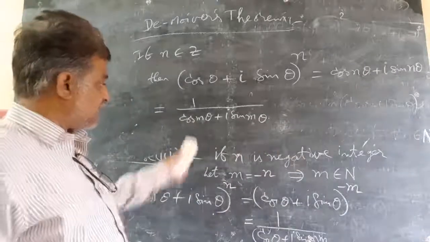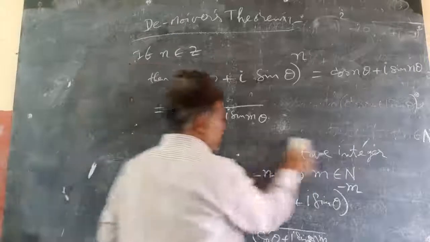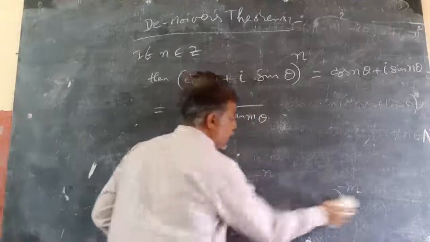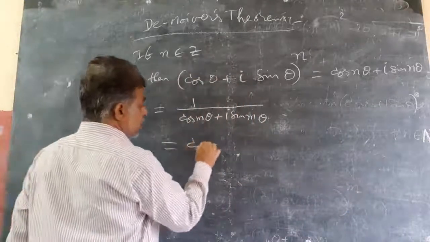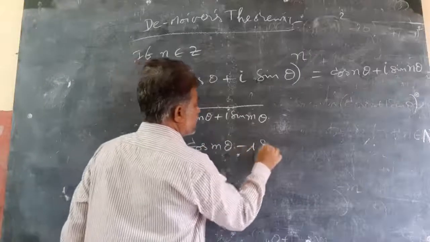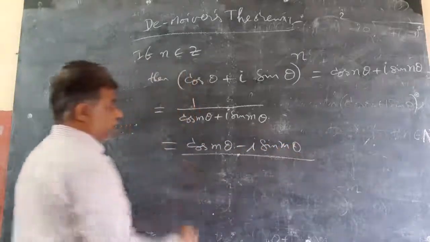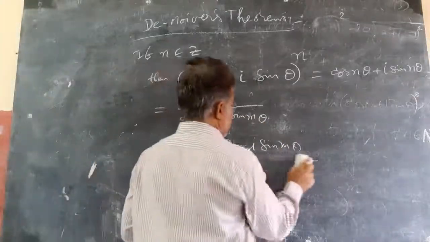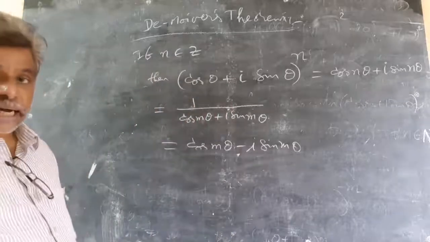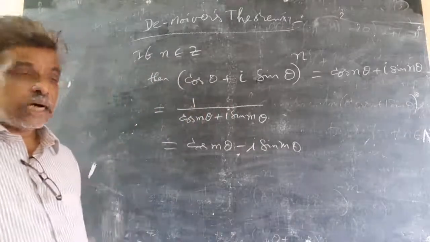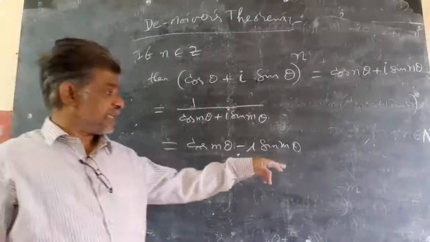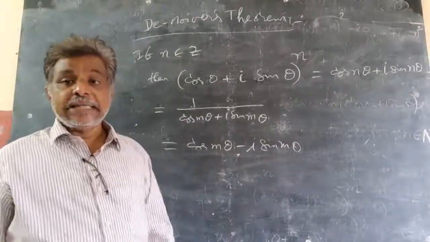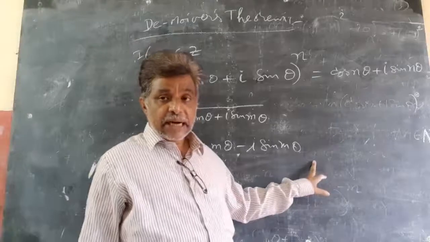Now, by rationalizing this, what do you get? You multiply both numerator and denominator by cos m theta minus i sin m theta. So the numerator becomes cos m theta minus i sin m theta. The denominator is cos m theta plus i sin m theta into cos m theta minus i sin m theta, which is cos square m theta minus i square sin square m theta. So i square is minus 1, and cos square theta plus sin square theta is 1. So the denominator is 1, and this is equal to cos m theta minus i sin m theta.